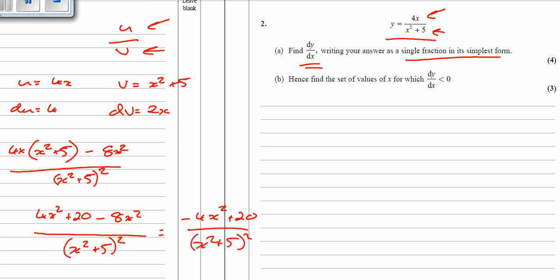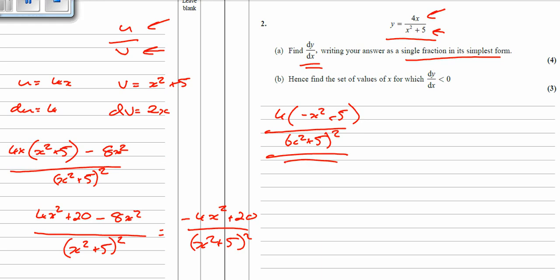And notice that on the top we've got something that can be factorized out. So what you might want to do is just factorize out the 4. So you've got 4 of minus x squared plus 5 over x squared plus 5 squared. But notice that we can't simplify because it's not the same on the top as the bottom. So it's about as simple as we can make it.